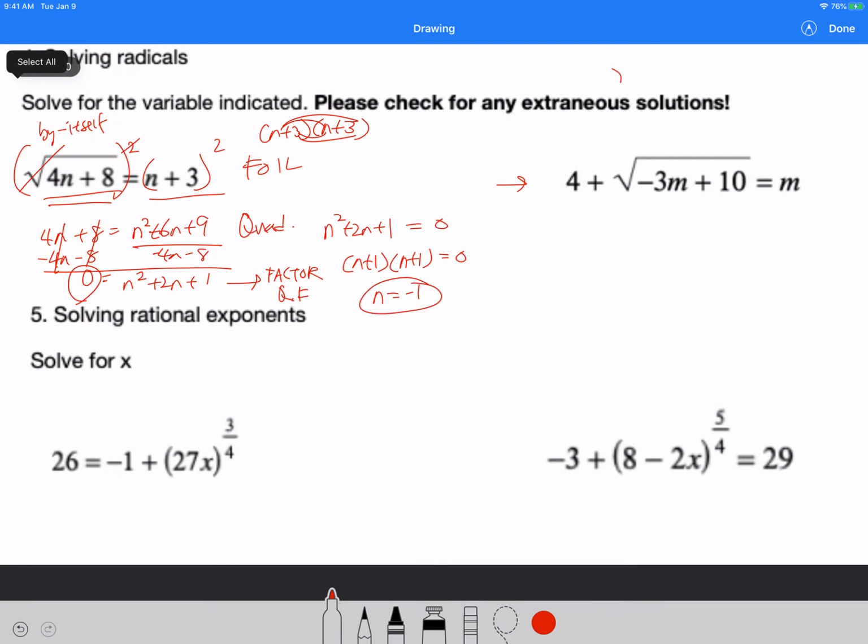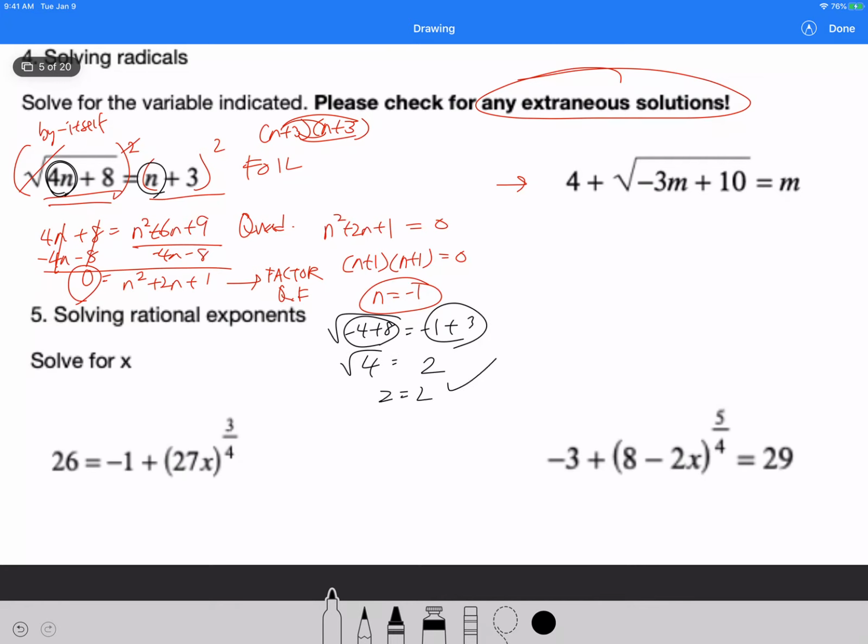Now, what we want to do is check for any extraneous solutions. We want to plug back in. So if we plug n equals negative 1 back into here and here, this becomes negative 4 plus 8 is equal to negative 1 plus 3. That becomes square root of 4. That becomes 2. 2 equals 2. So that checks out. Great.